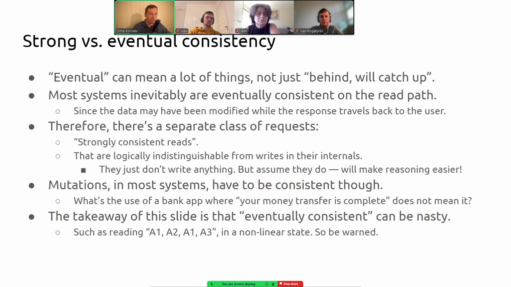Number 1 of many. Everybody knows that you have strong and eventual consistency. What I want to focus on is that eventual can and does mean a lot of things. A common mistake I hear is that people think, so there's an object, right? It's of a certain version, and then it moves forward. So its version is upgraded, like version 1, version 2, version 3.